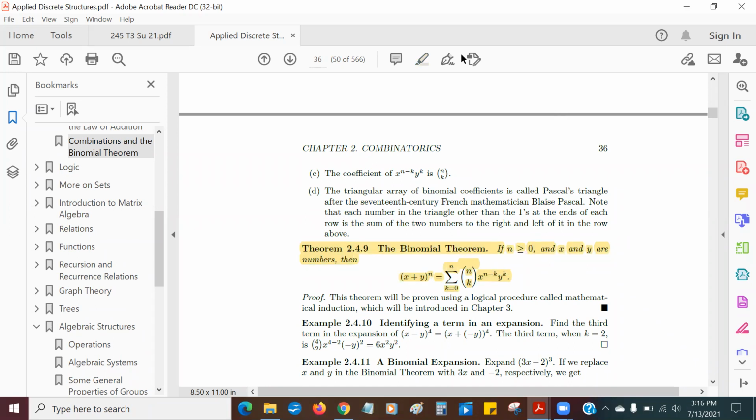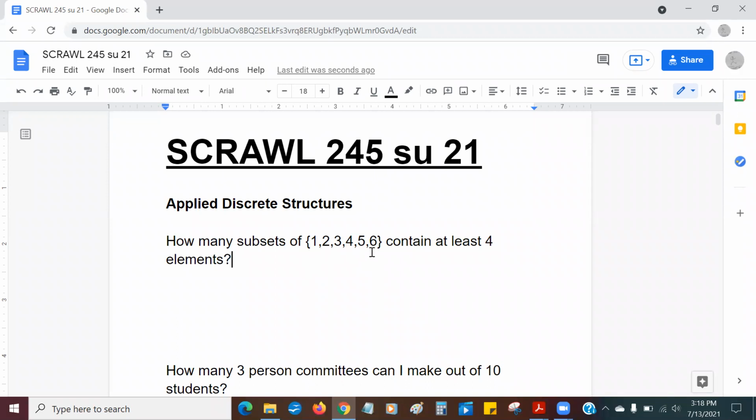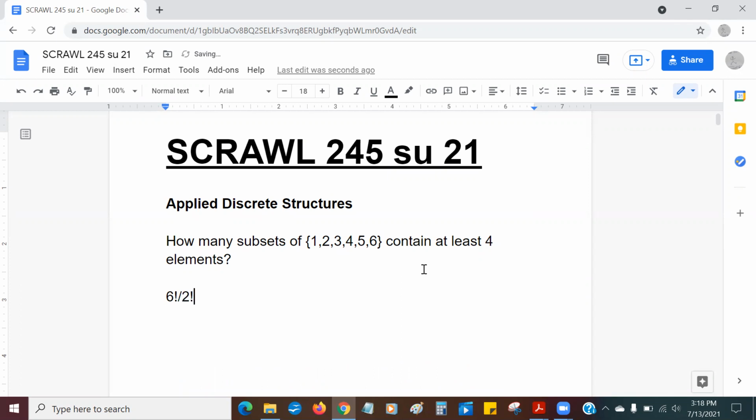Now, suppose I would ask you the following question. How many subsets of 1, 2, 3, 4, 5, 6 contain at least 4 elements? If I want to know how many 4-element subsets there are, that's going to be 6 factorial divided by 2 factorial times 4 factorial. That's the formula. But we said at least 4, so we need to know the number of 4-element, 5-element, and 6-element subsets. We need to know all of those.